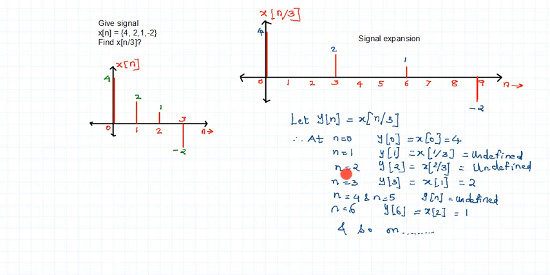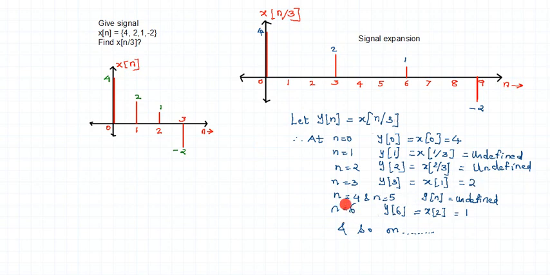If I take n is equal to 2, I get y of 2. Y of 2 is x of 2 by 3, which is again a non-integer value. You don't have anything at x of 2 by 3 here. So the magnitude is undefined and hence such a sample is discarded. So we are discarding the n is equal to 1 and n is equal to 2 samples. Now with n is equal to 3, y of 3 is x of 3 by 3, which becomes x of 1. What is the magnitude at x of 1 in the original signal? At x of 1 it is 2 and hence y of 3 takes a magnitude of 2.